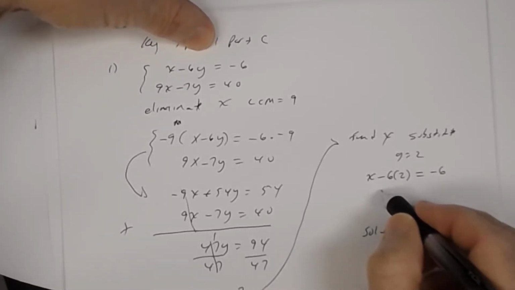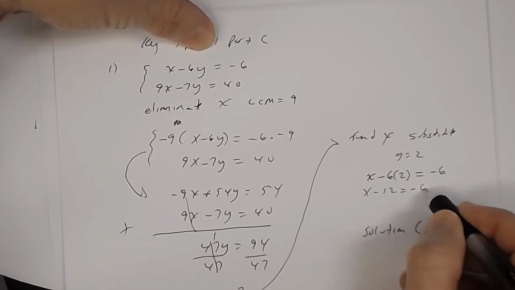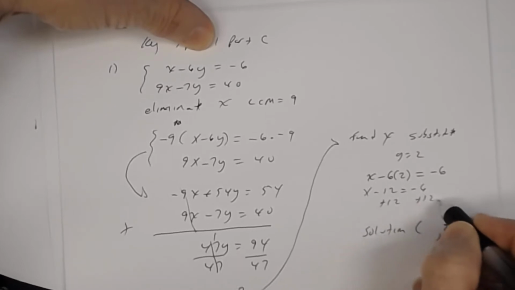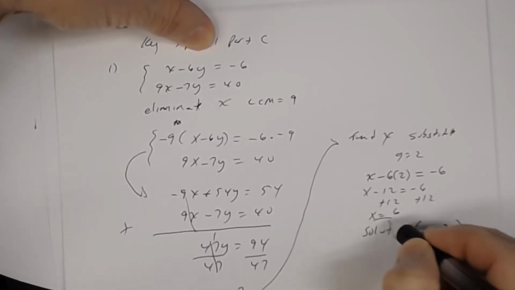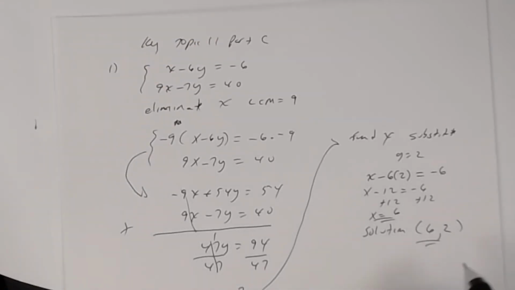So I get x minus 12 equal negative 6. Add 12 to both sides. I get x to be 6, because negative 6 plus 12 is 6. So I found my solution. So my solution is 6, 2.